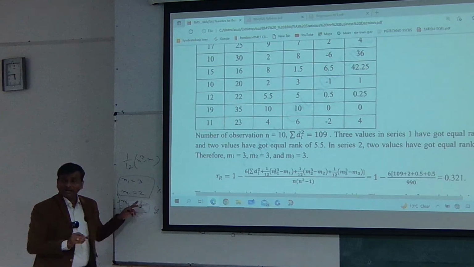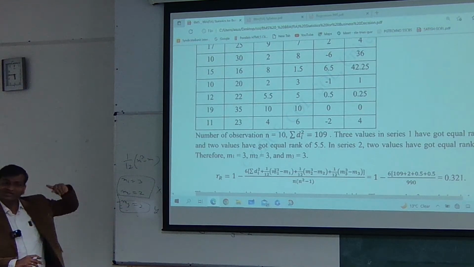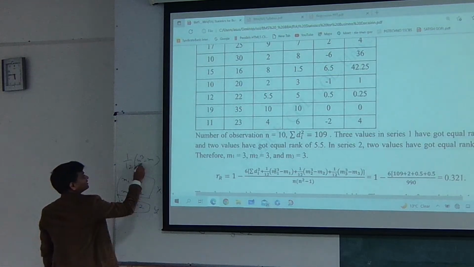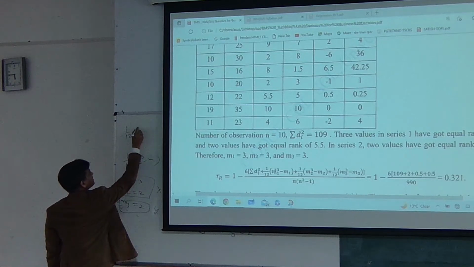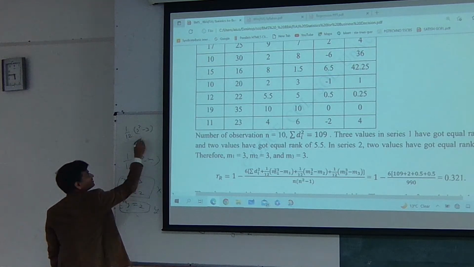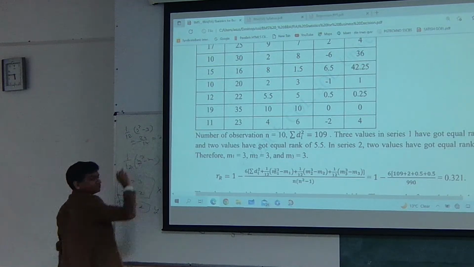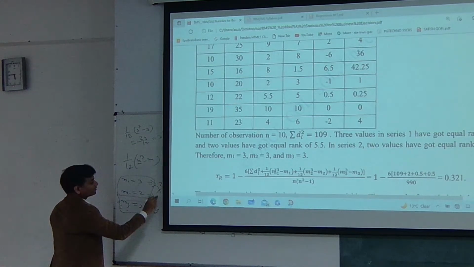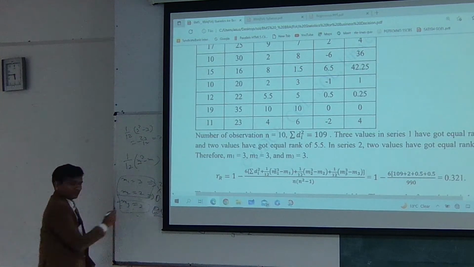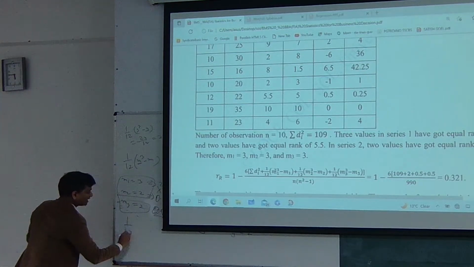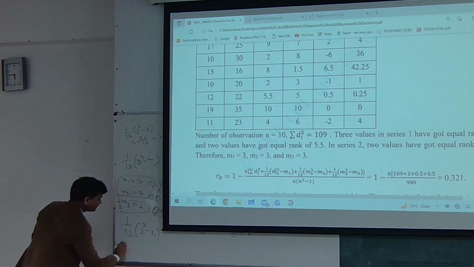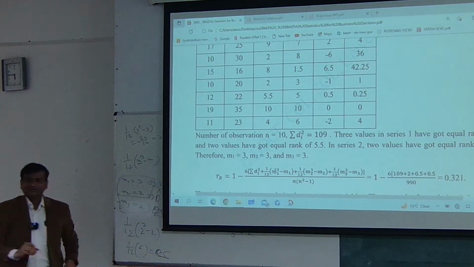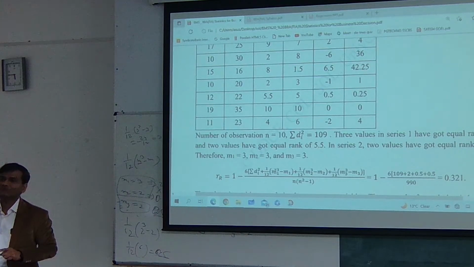For this repetition you have to find the correction factor for each of these m1, m2 and m3. So when you put 3 here, it becomes 1 by 12 (3 cube minus 3). This becomes 24 divided by 12, it becomes 2. So the correction factor for this would be 2 and for this would be 0.5, because when m is 2, 1 by 12 (2 cube minus 2) is (8 minus 6) by 12, that is 0.5.